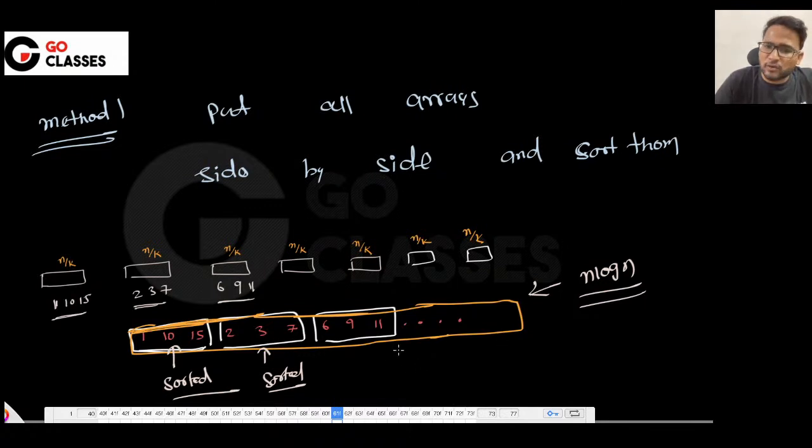Let's see some other algorithm where we will be sorting these k subarrays, each of size n/k. Suppose this is what you have: one array, second array, third array, fourth array, and so on. You will be merging them step by step, so let's see how much time it's going to take.